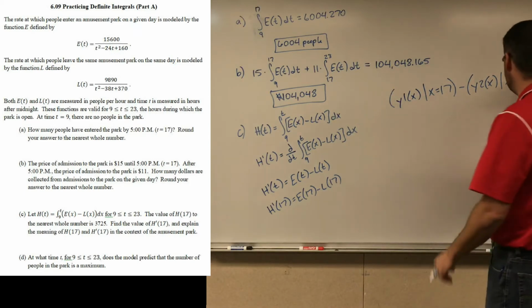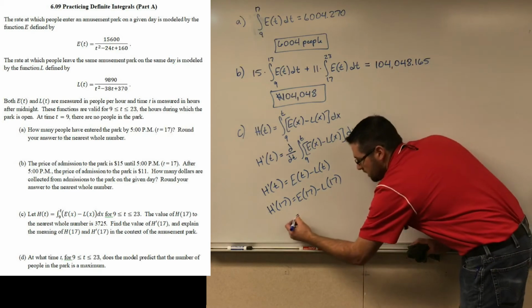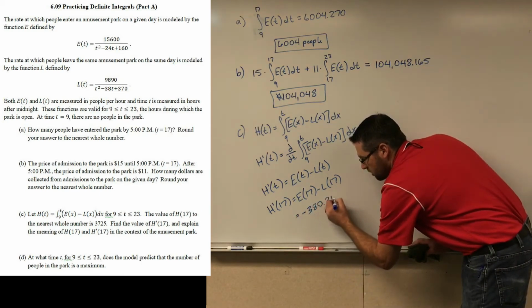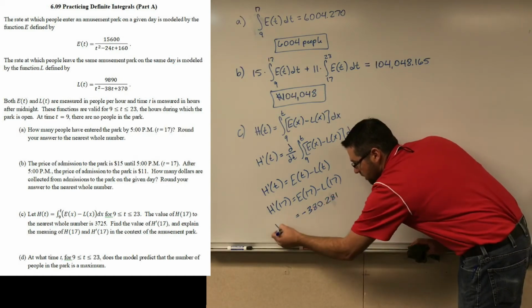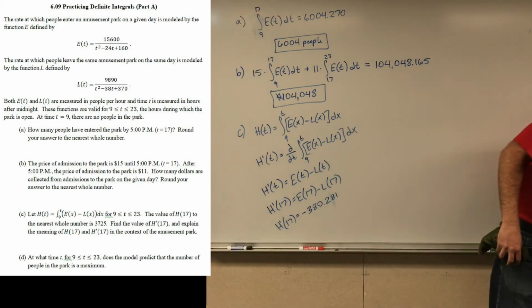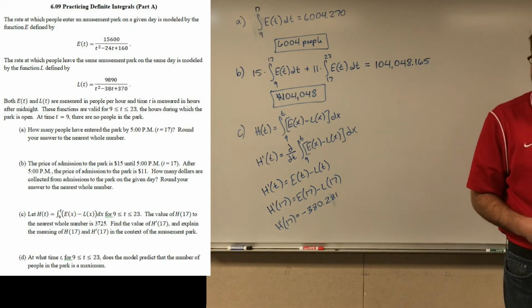Okay. Did anybody get that answer, though? What is it? Negative 380.281? Okay. So that's H prime of 17. So that's the first part of the question. Am I right? Negative 380.281. Good. Okay. Are we good with that?